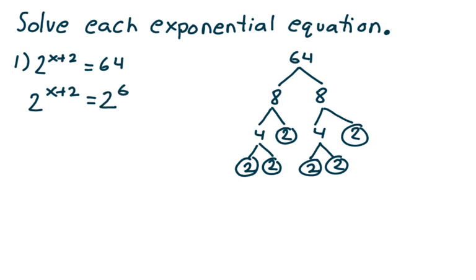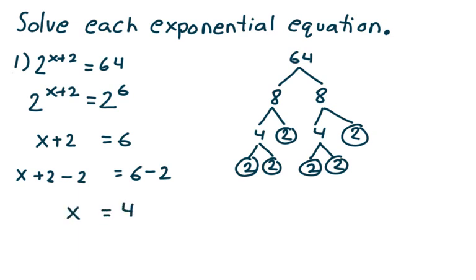So if 2 to the x plus 2 is equal to 2 to the 6th, x plus 2 has no choice but to equal 6. Solve for x. So x plus 2 minus 2 is equal to 6 minus 2. Notice I'm just subtracting 2 on both sides. The 2's cancel, and we get x is equal to 4.